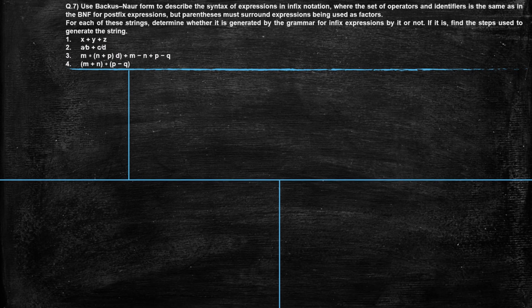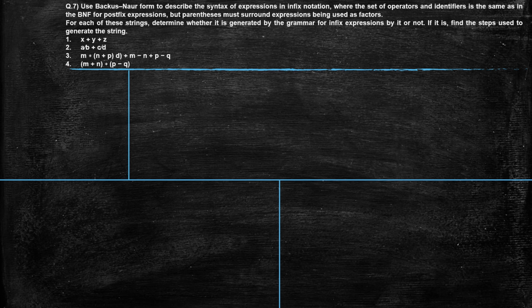The seventh question is: use Backus-Naur form to describe the syntax of expressions in infix notation, where the set of operators and identifiers is the same as in the BNF for postfix expressions, but parentheses must surround expressions being used as factors. For each of these strings, determine whether it is generated by the grammar for infix expressions or not. If it is, find the steps used to generate the string.